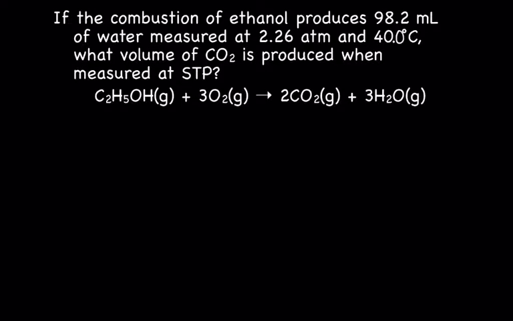All right, so I think what I would do is figure out what our known and our unknown is and make a list of everything we know about the known and we know about the unknown. So it looks like we're starting with water. What we know about water is that when you combust ethanol, we end up with 98.2 milliliters of water. We know the pressure that this happened at and the temperature. So I'm going to jot that information down really quickly.